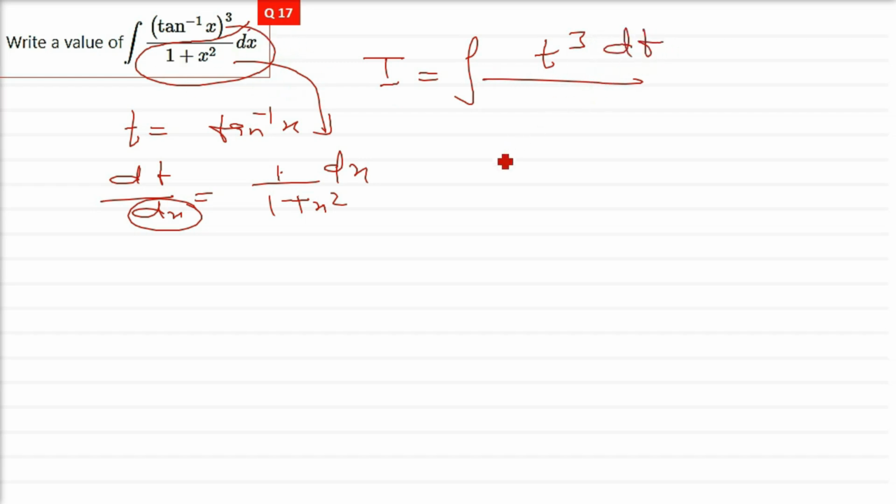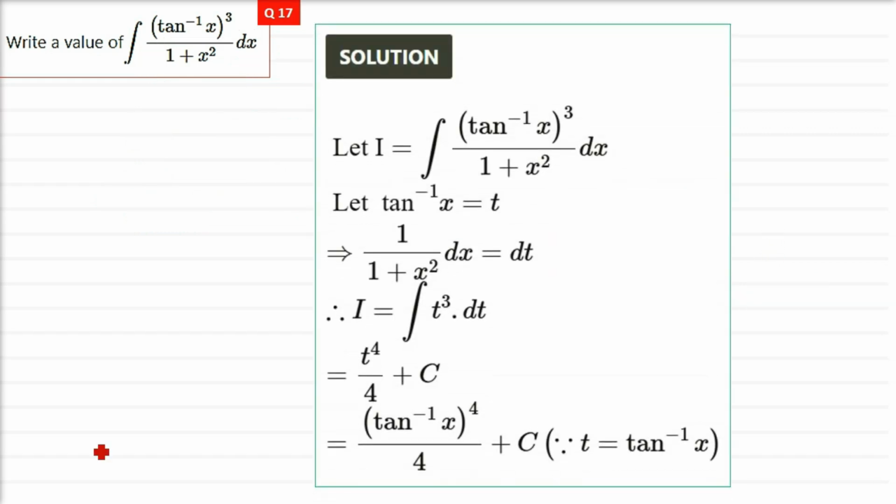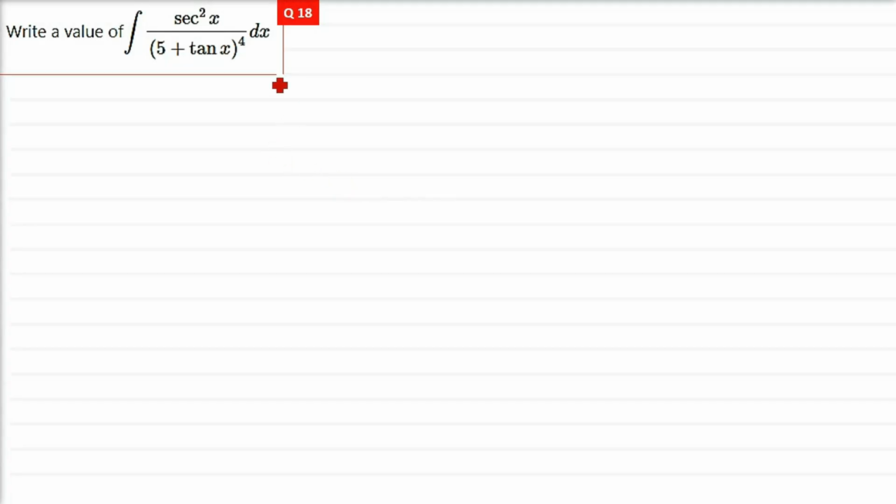Again, a very simple integration. It will be t raised 4 divided by 4 plus c, and finally we will have to replace t with tan inverse x, so it goes to the power of 4 divided by 4 plus constant of integration. Now how are we going to solve this? This is in front of you. Okay, so next question, again the same thing. When you take tan x equals t or any letter, when you differentiate it, sec square x will come.